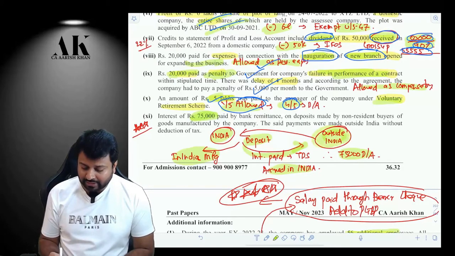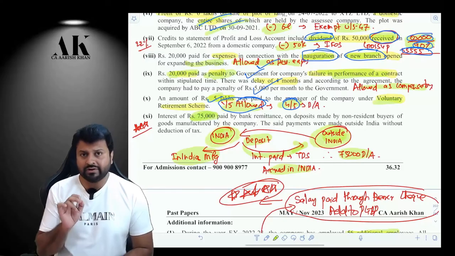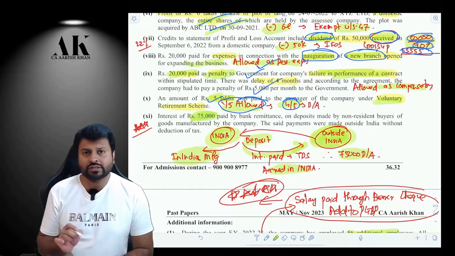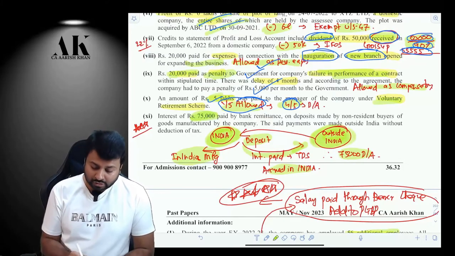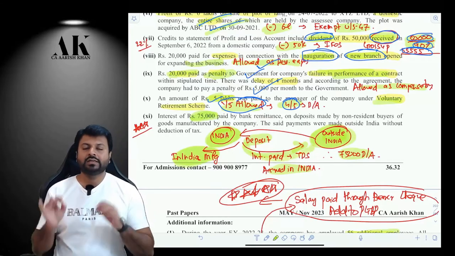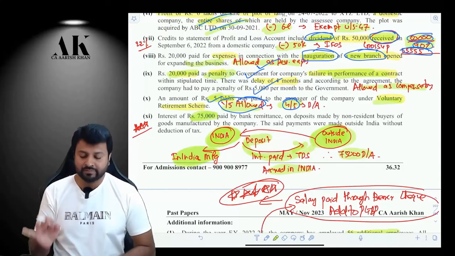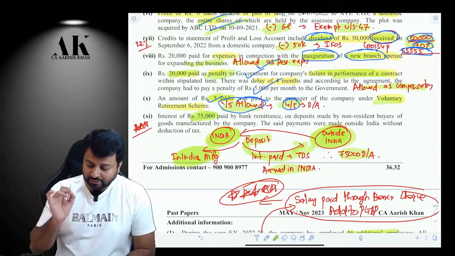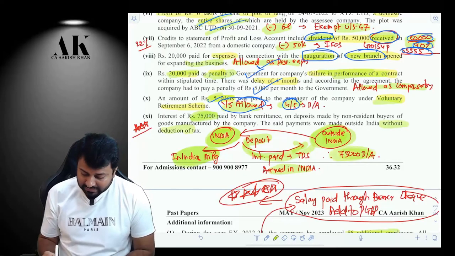There is one non-resident buyer who is outside India, who has given you, this is a very intelligent point. There is a non-resident buyer who is outside India who is giving you some deposit. You are using that deposit in India for manufacturing purpose and you are paying that interest to the non-resident. This interest will be accrued in India under section 9. Therefore, you are liable to deduct TDS. Now, you have not deducted the TDS. Therefore, this 75,000 will be disallowed.